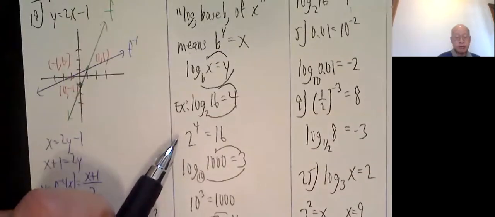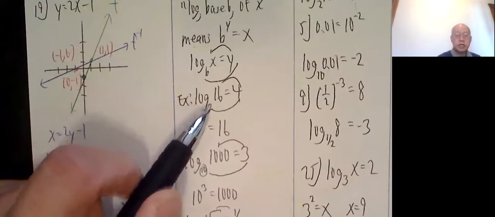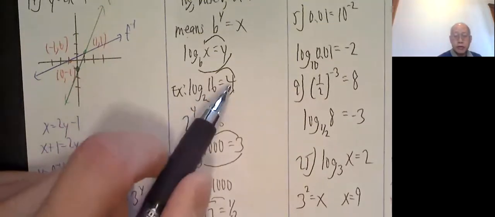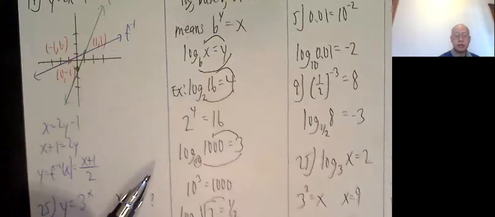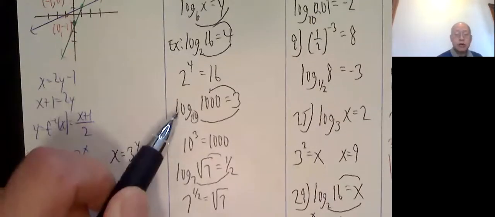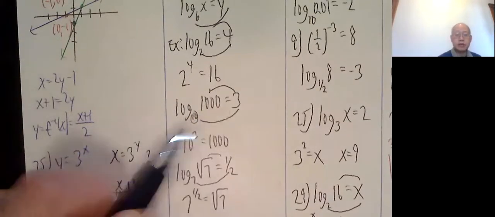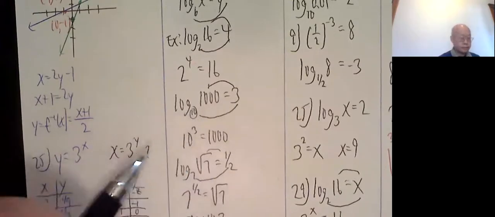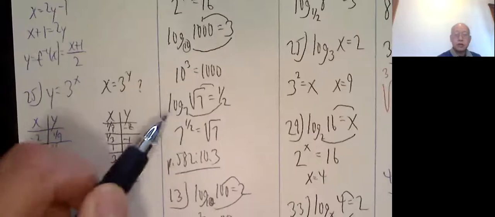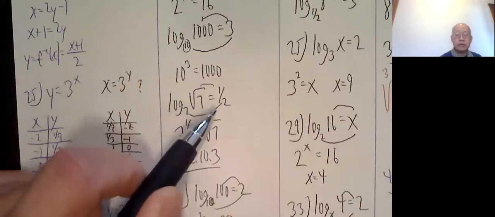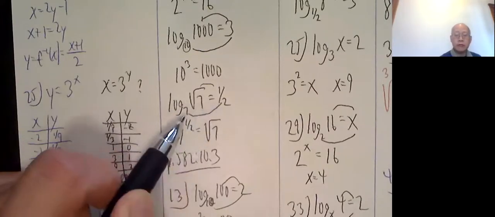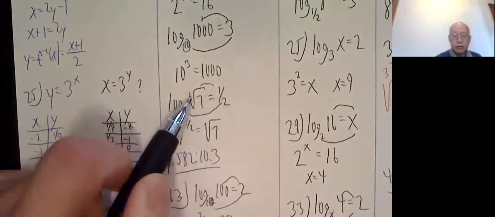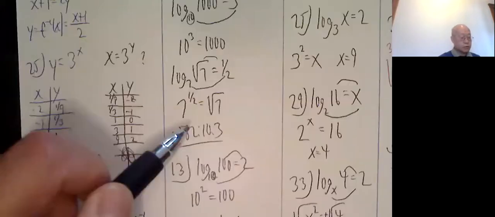Okay, here's some examples of logs. Log base 2 of 16 equals 4. Write it without the log. 2 raised to the 4th power is equal to 16. Okay, or log base 10 of 1,000 equals 3. 10 cubed equals 1,000. Okay. Log base 7 of the square root of 7 equals 1/2. Write it without the log. The base is 7. Go across the equal sign for the exponent. Come back in for the result. 7 to the 1/2 equals square root of 7.